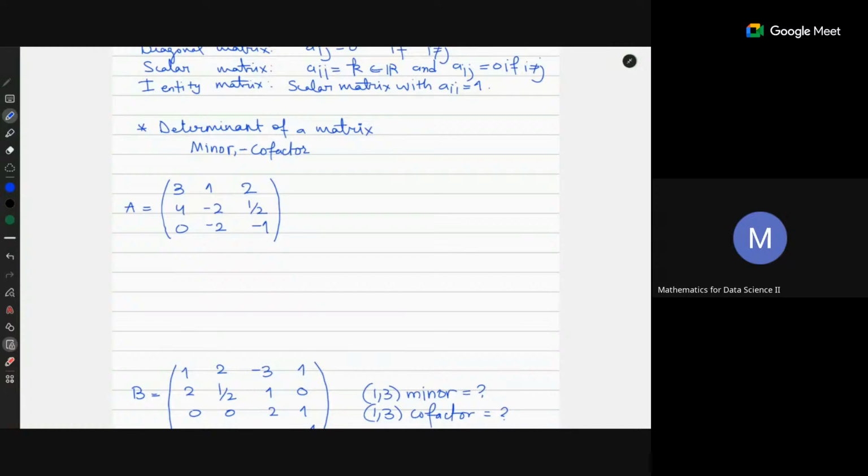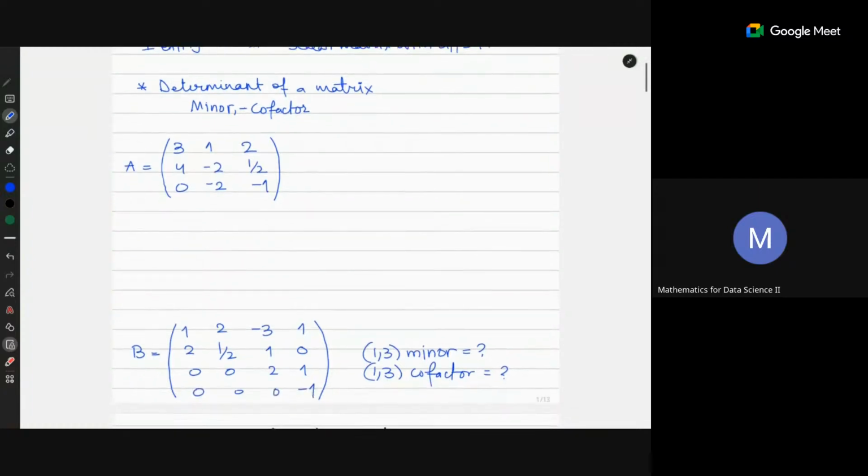Determinant of a matrix. So let's start with this example of a 3 cross 3 matrix. Can anyone tell me what the minors are? What is the minor of the first entry, 1 1? What are the minors of the first row, basically?